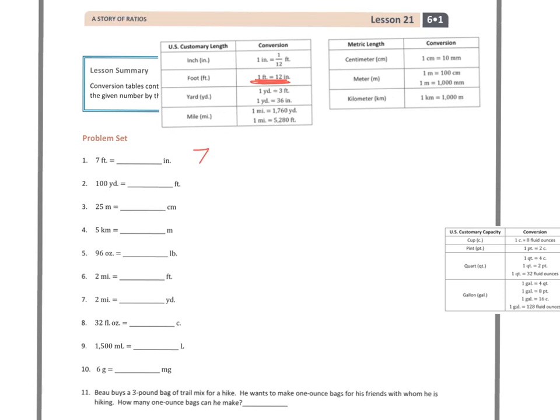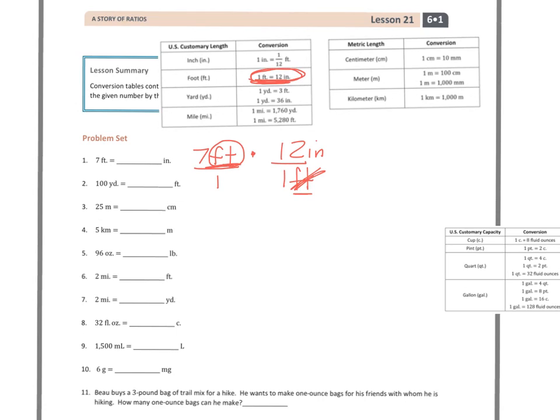So I'm going to set this up. 7 feet. And I'm going to multiply it by the ratio. And when I set this up, I know I'm going to have a fraction for my ratio. Because I was given 7 feet, I want to try my best to get the feet diagonal from each other. And I'll show you what I mean here. So I have 1 foot equals 12 inches, or 12 inches equals 1 foot. So I'm going to put the 1 foot on the bottom. So they're diagonal. I have feet here, I have feet here. And then the 12 inches goes on top.